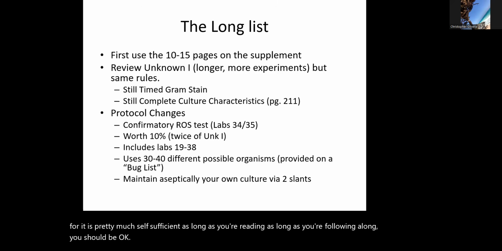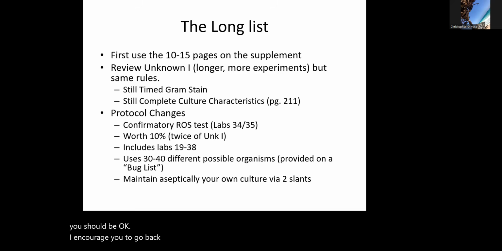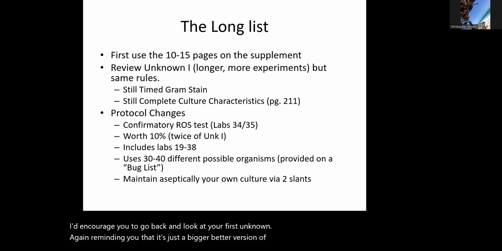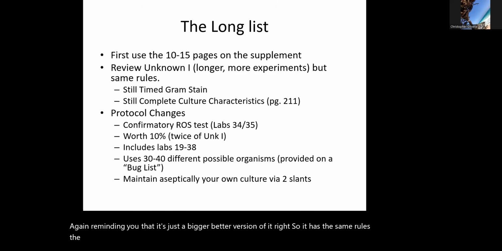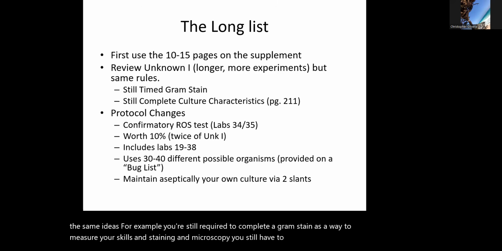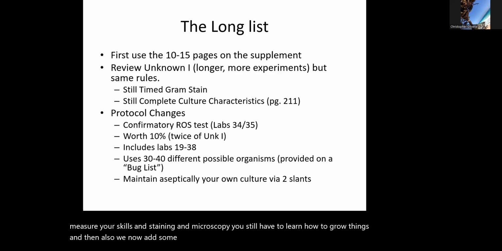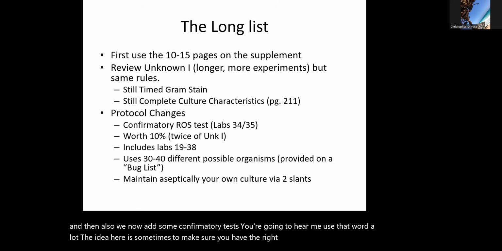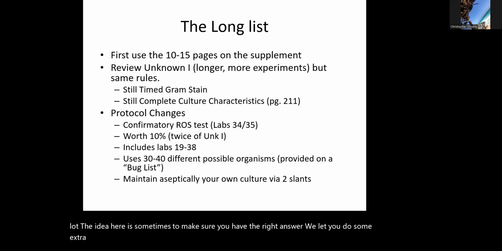I'd encourage you to go back and look at your first unknown. Again, it's just a bigger, better version of it, right? So it has the same rules, the same ideas. For example, you're still required to complete a gram stain as a way to measure your skills in staining and microscopy. You still have to learn how to grow things. And then also, we now add some confirmatory tests. You're going to hear me use that word a lot. Sometimes, to make sure you have the right answer, we let you do some extra tests just so you make sure that you're right on the nose for those particular IDs that you make.